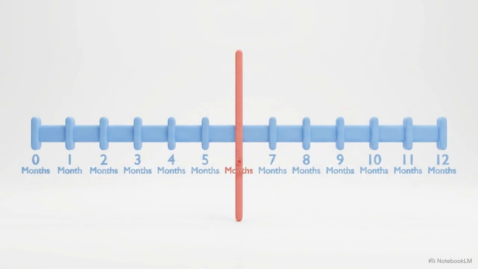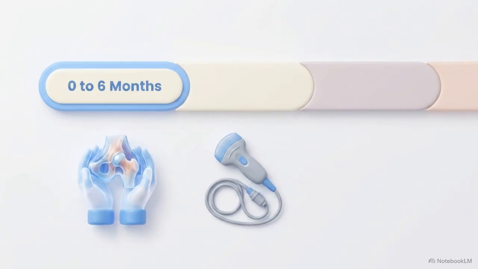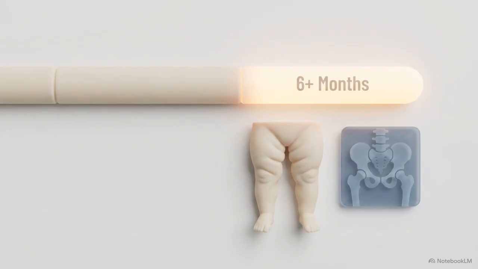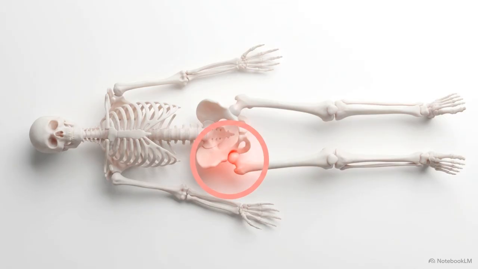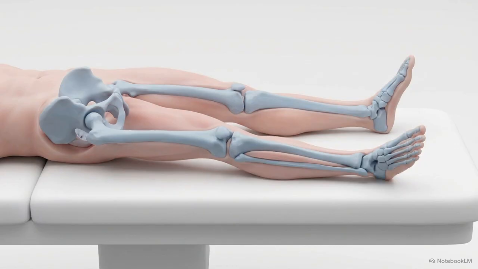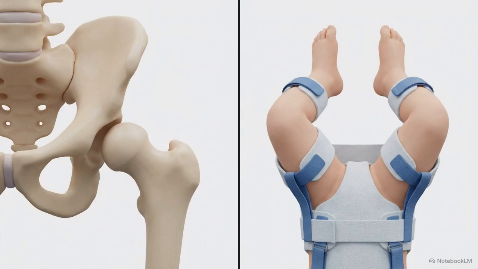For clinical practice and board exams, mastering this timeline requires memorizing the chronological diagnostic rule. Rely on provocative testing and ultrasound before 6 months, and shift to observational signs and X-rays after 6 months. You must also recognize the classic demographic profile: a firstborn female with a history of breech presentation, presenting with isolated left hip instability, is the textbook standard for this condition.